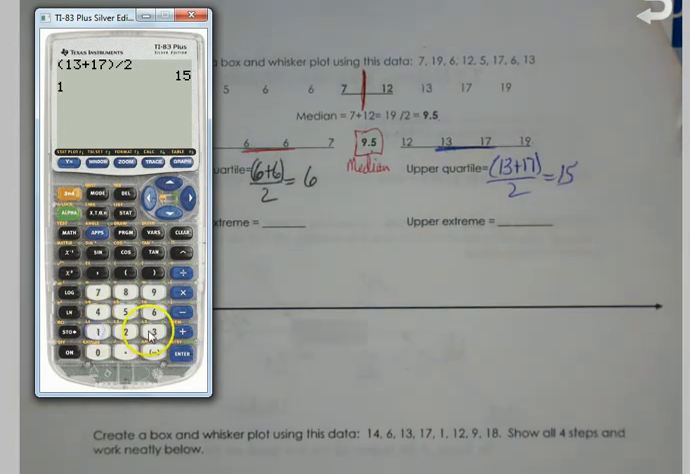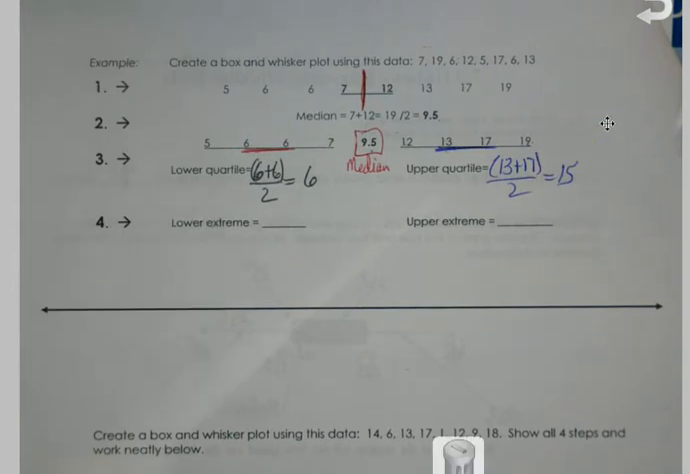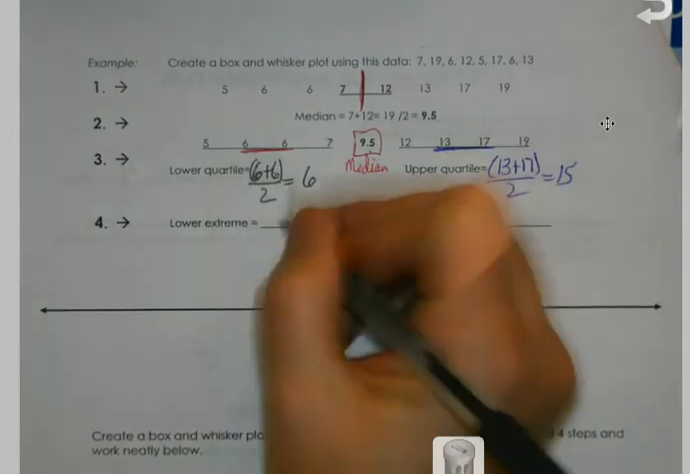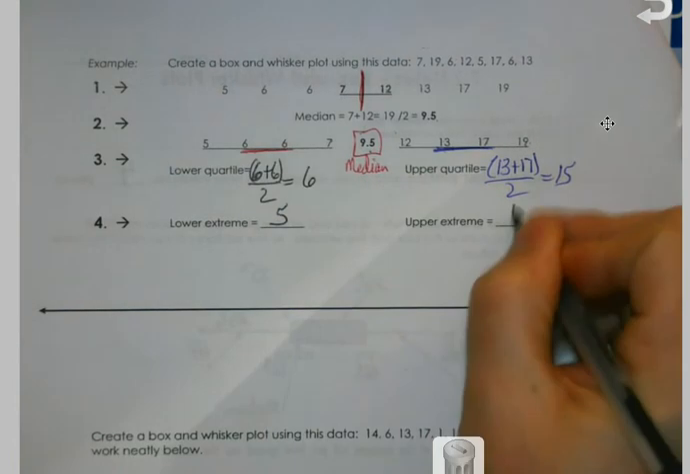If I forget the parentheses, watch what happens. Uh-oh. That's not good. And I'd hope you'd know, well, wait a minute, the average of 13 and 17 is not 21. That's bigger. The calculator does the division first if I don't put the parentheses in. So I've got to remember that, or I can get myself in all sorts of issues here. So now I've got all my information. What's my low extreme going to be for this set of data? 5, okay. And upper is 19.